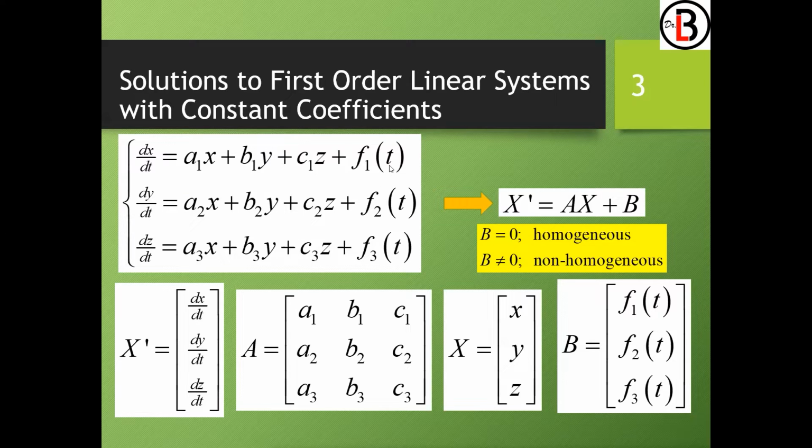So in the event wherein B, which is this one, is equal to 0, the system of differential equations is considered to be homogeneous. Whereas if it's non-zero, it's non-homogeneous. So here, x prime equals Ax plus B.